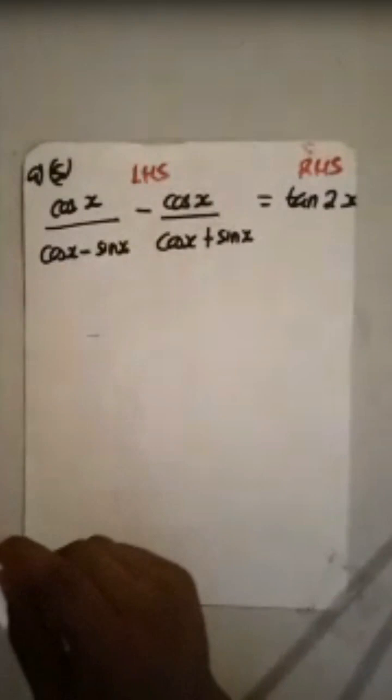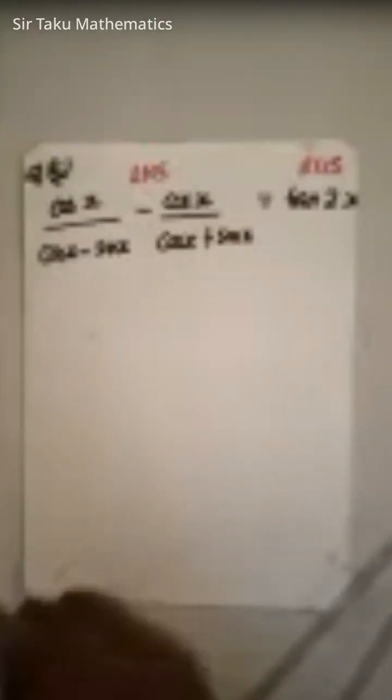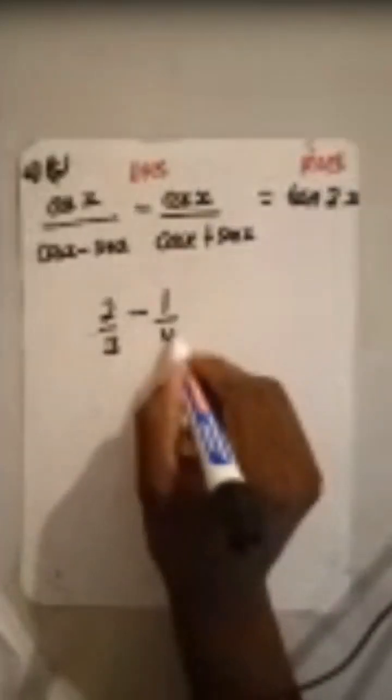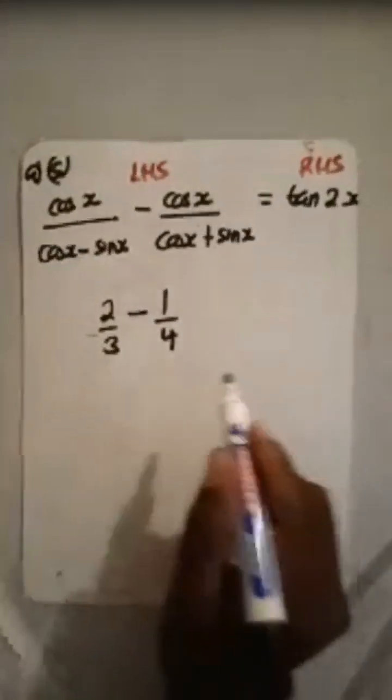I hope my space is going to be enough because this one is going to be a bit long. The reason I told you that the prior knowledge you need is working with fractions is this. I'm going to write a normal fraction: 2 over 3 minus a quarter. How do we work it out?